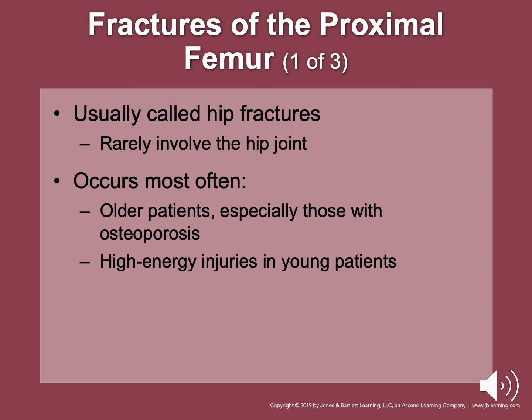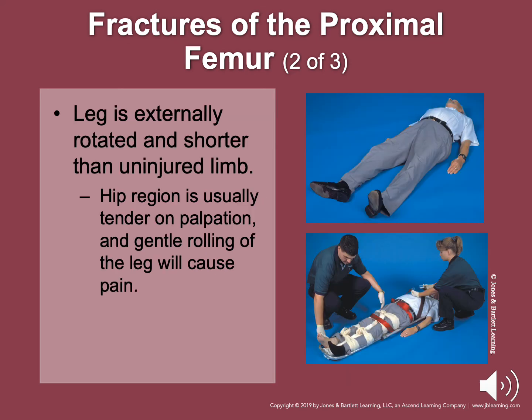After assessment, splint the lower extremity. The age of the patient and severity of injury will dictate how to splint the fracture. All patients may have significant blood loss, so give oxygen, monitor vital signs, and be alert for signs of shock. And always initiate your IV therapy.